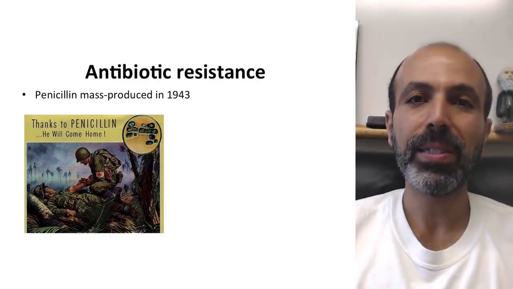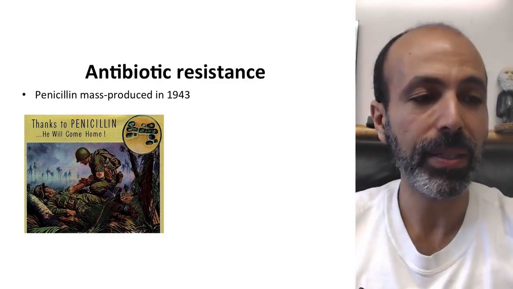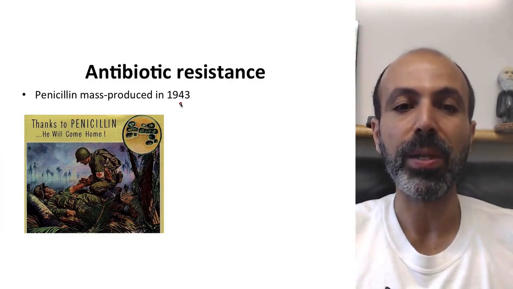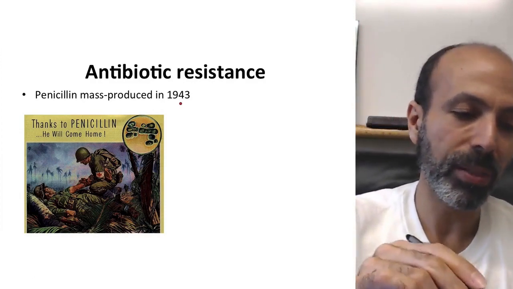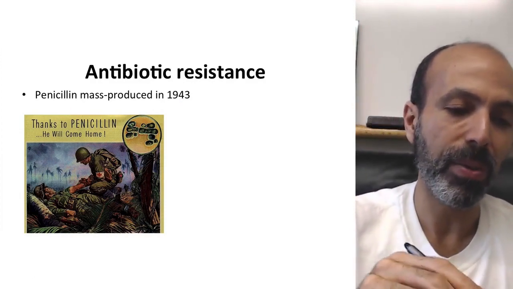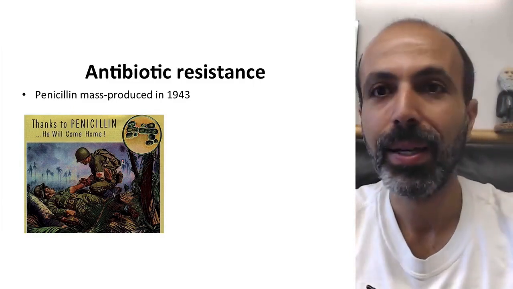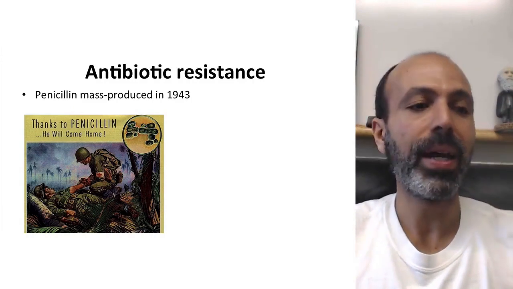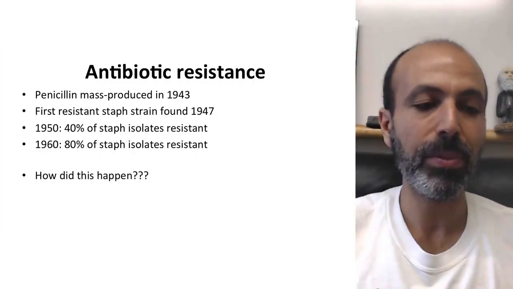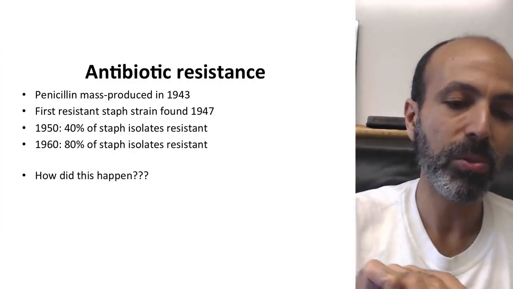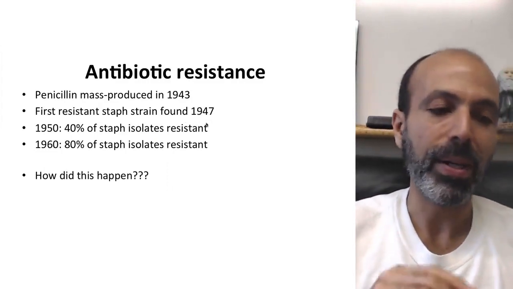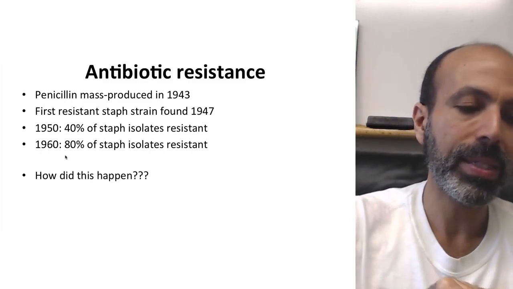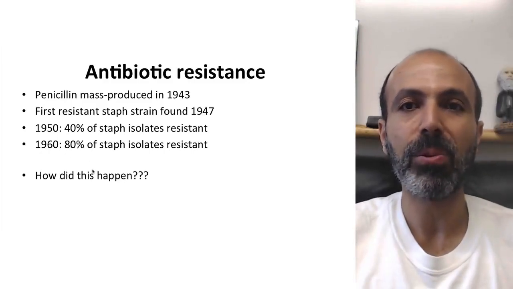Now, antibiotic resistance is an example we talked about earlier, and the example I told you about was that of penicillin, which was first mass-produced in 1943. At the time, it seemed like the wonder drug, and you can see that from this ad over here, where thanks to penicillin, he will come home. Over time, the bacteria, which were initially dying in response to penicillin, stopped doing so. The first resistant staph strains were found in 1947. By 1950, 40% of staph isolates were resistant. By 1960, 80% of staph isolates were resistant.